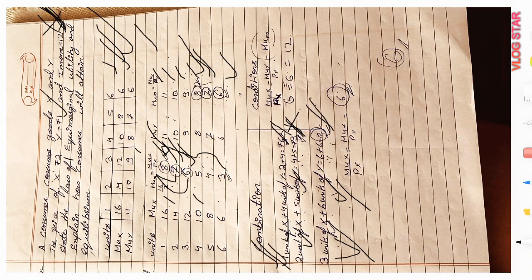So where can I say MUX, that was 6, and MUY, that was 6, is giving me my full utilization of income, that is 12. So MUX upon PX must be equal to 6. You have to write it in this way. The answer will be this.